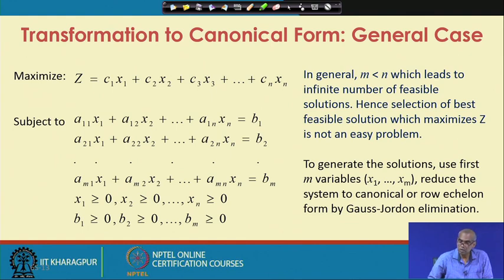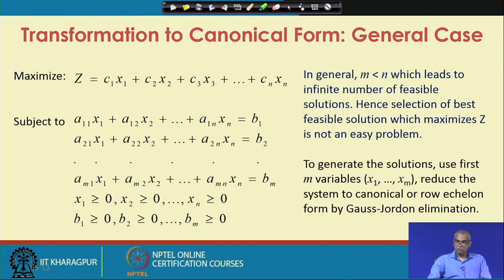So, this leads to infinite number of feasible solutions. So, you have a system where you have more variables, fewer equations. So, this leads to infinite number of feasible solutions, and therefore, the selection of best feasible solution that maximizes the objective function is not a trivial problem. It is not an easy problem.